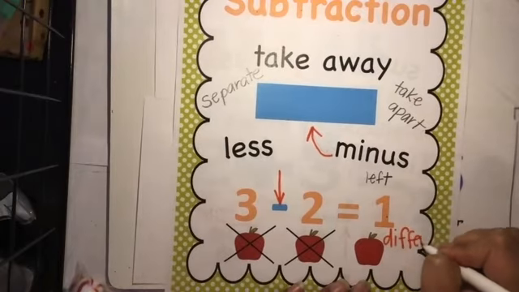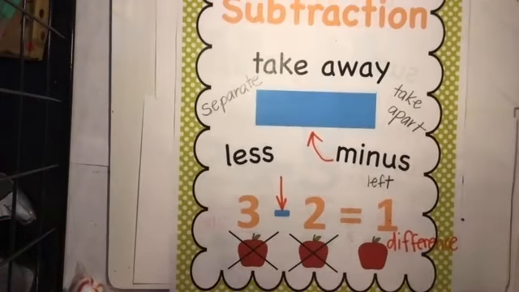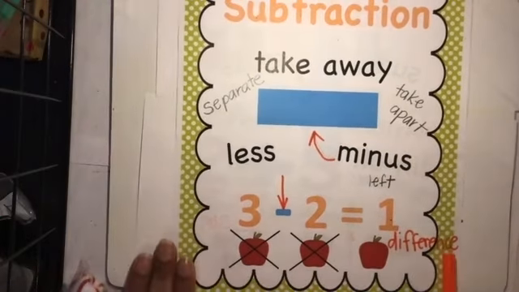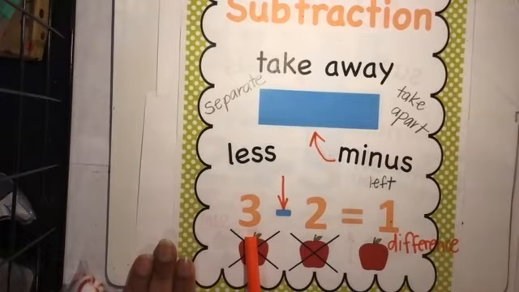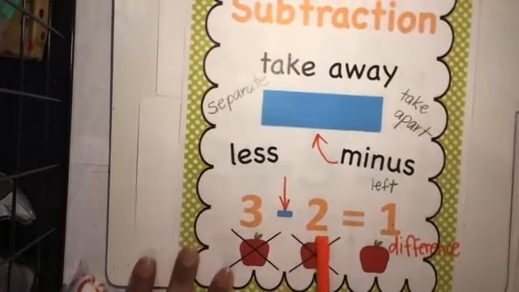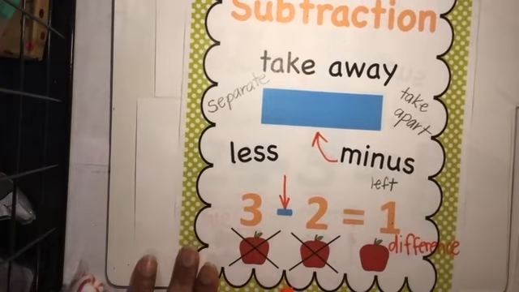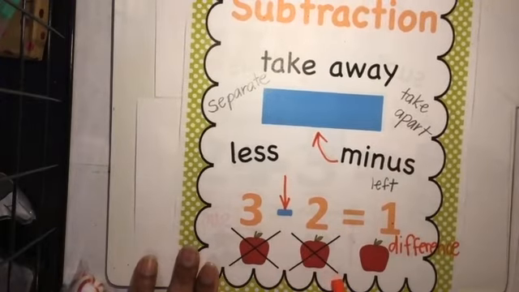We're trying to figure out the difference of the number, okay? So look at their example. They have 3. So we have 1, 2, 3 apples. We're going to take away, minus, subtract, separate 2. When we subtract, you can cross out. So we cross out those 2.